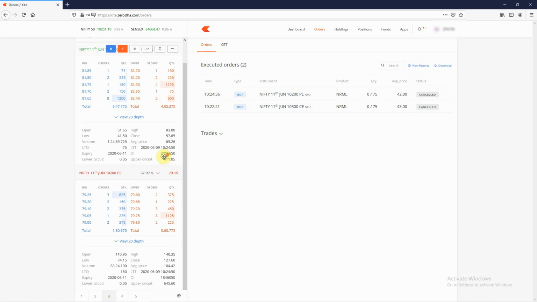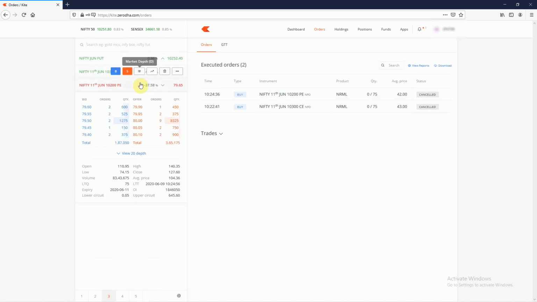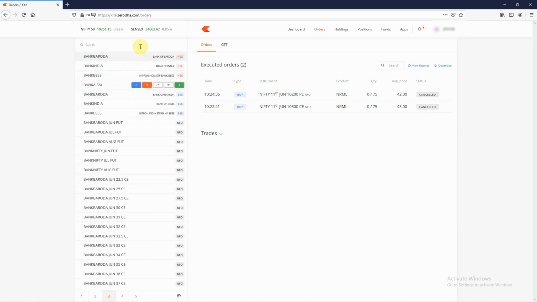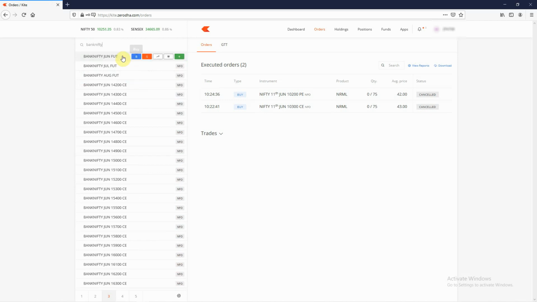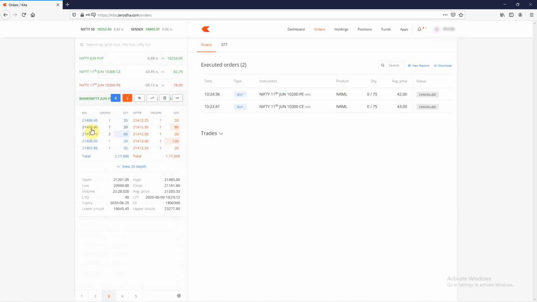Now I'll show you an example similarly for the Bank Nifty. A lot of our viewers have been asking how do we trade Bank Nifty options. It's very simple here. You just type Bank Nifty. You get the Bank Nifty June futures contract here. You can see again the price that is trading right now is approximately 21,410.